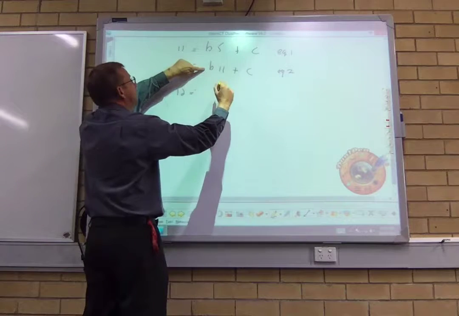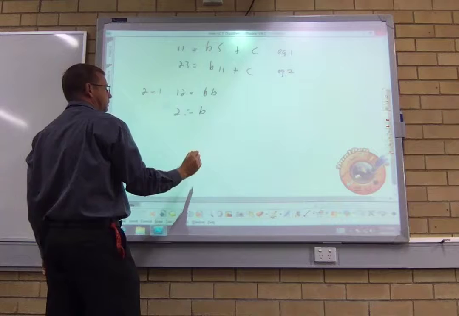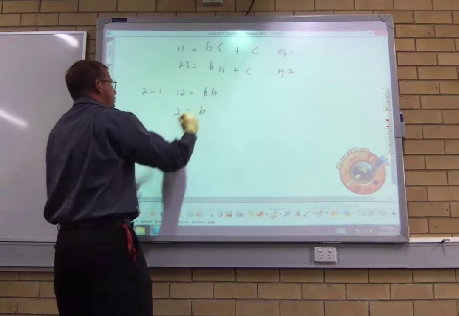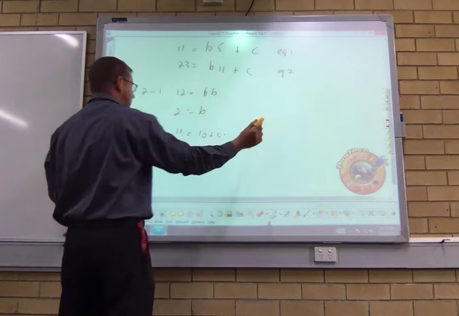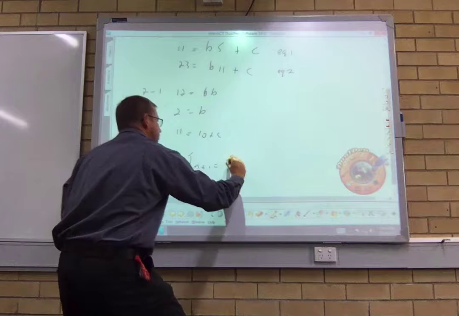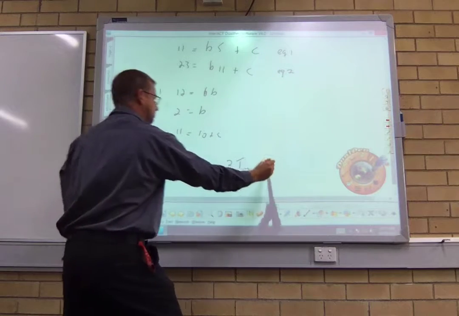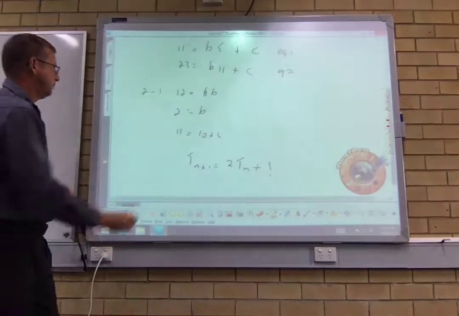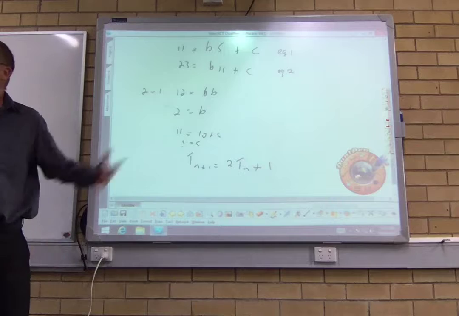11 minus 5. So all of a sudden these two equal 10 plus C. C is 1, so I've got term n plus 1 equals 2 times term n plus 1. And then you can go back and check it.